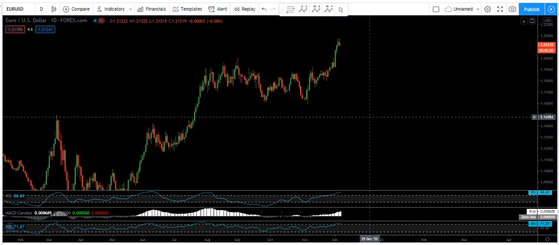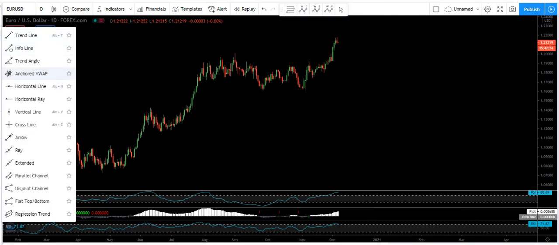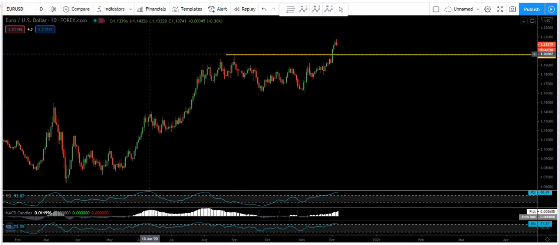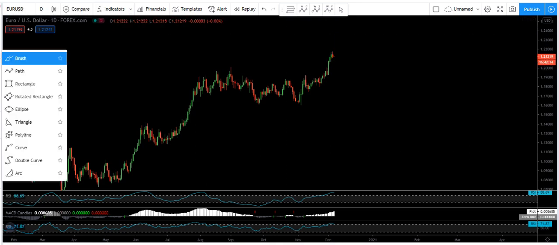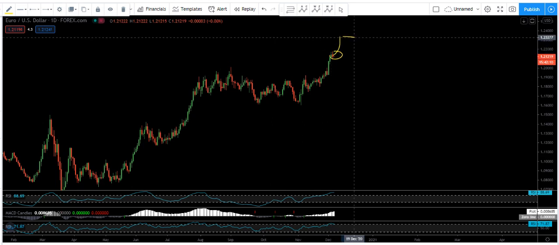EURUSD, now we are based on daily chart. We want to analyze the chart for the next week. As we can see, based on daily chart, the price broke this high. Now the question is, if this is the start of the up move, how high it can go and whether we can expect the correction, whether from here or higher.